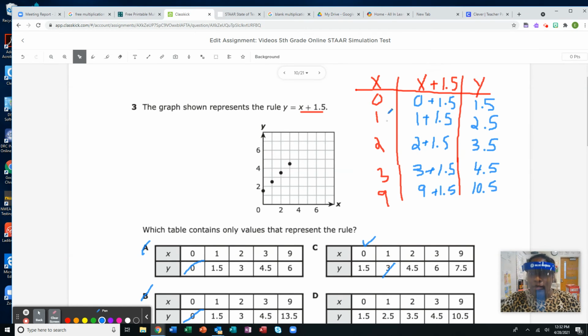When x is 0, y is 1.5. That's true. When x is 1, y is 2.5. This is true. When x is 2, y is 3.5. This is true. When x is 3, y is 4.5. This is true. And when x is 9, y is 10.5. This is true. So the answer is D.